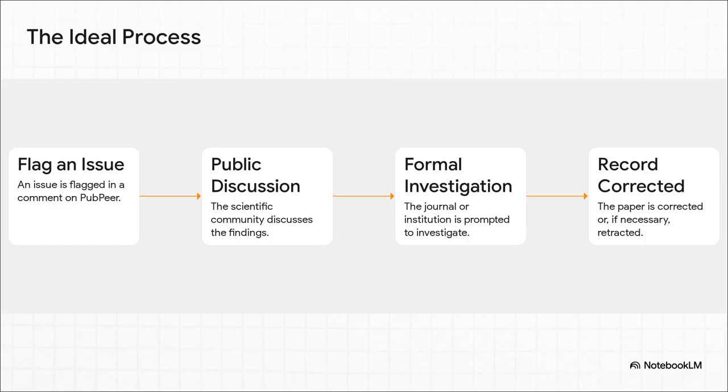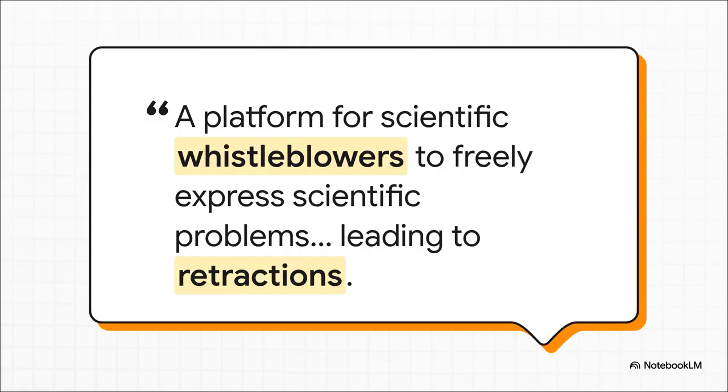Then, step 3, all that public chatter puts pressure on the journal or the university to actually investigate. And finally, step 4, the scientific record gets cleaned up, either with a simple correction, or if it's serious, a full-blown retraction of the paper. The whole point, the really crucial thing here, is that PubPeer gives these concerns a safe, independent place to live.